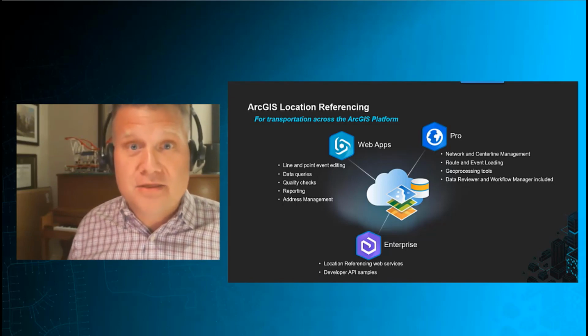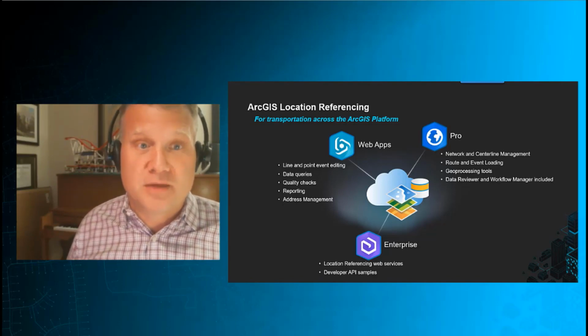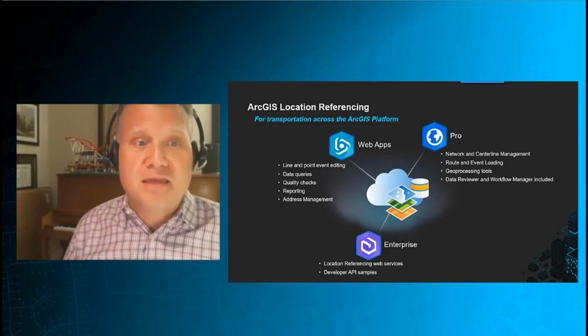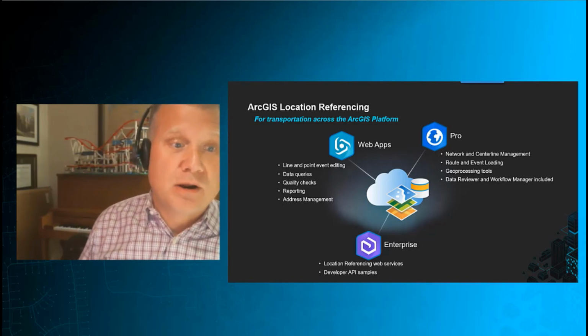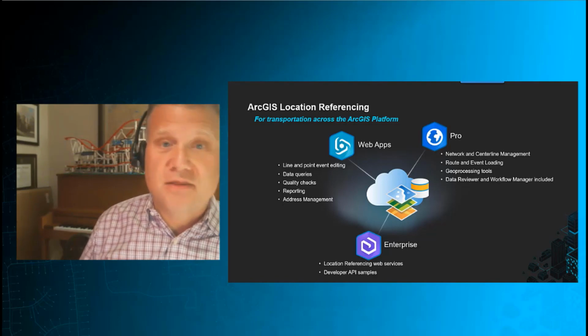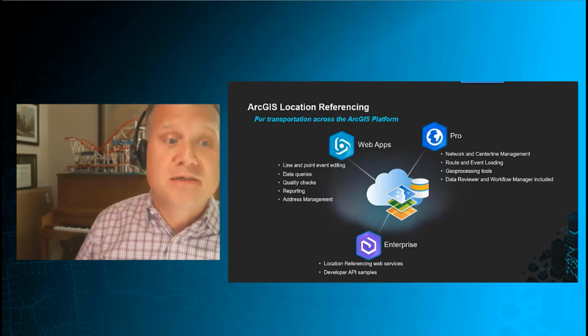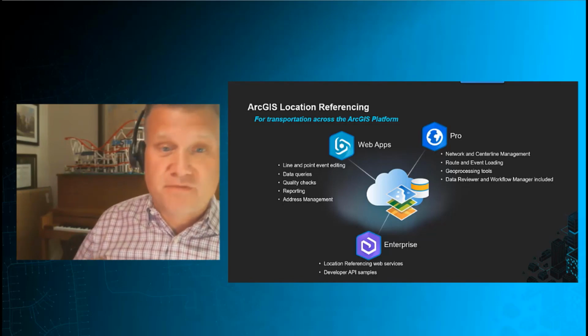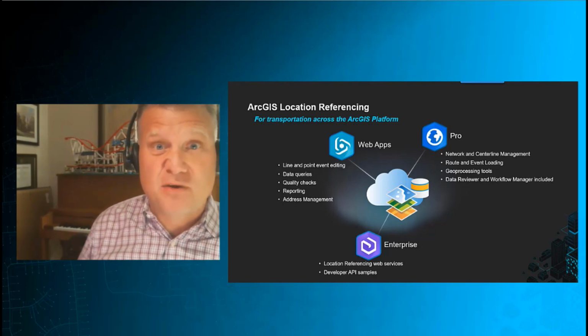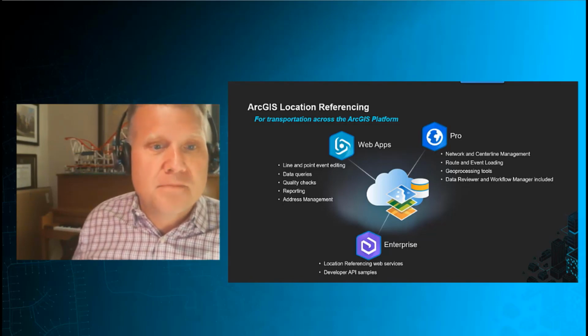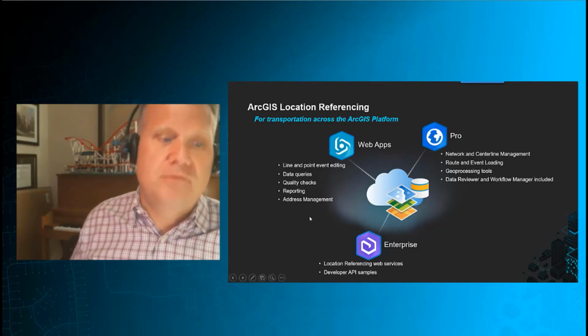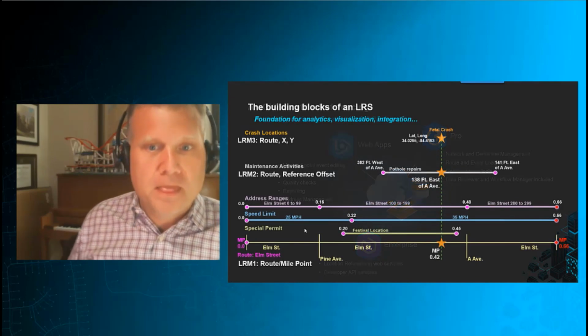Speaking of web applications, location referencing ships with the event editor. The event editor supports line and point event editing, data queries, quality checks, and then we also have Roadway Reporter, which allows us to build specific reports against our data, so mileage reports, those types of things. And then we can also do address management as well.